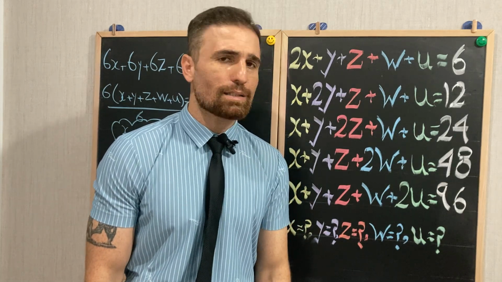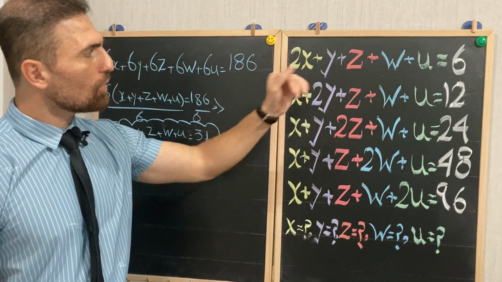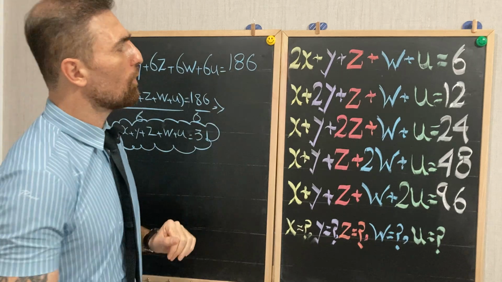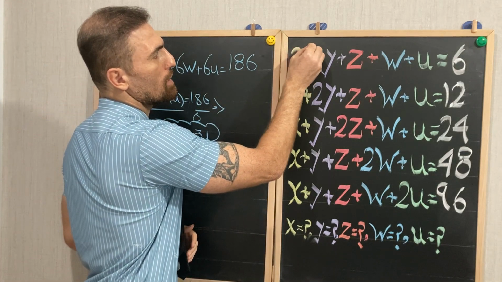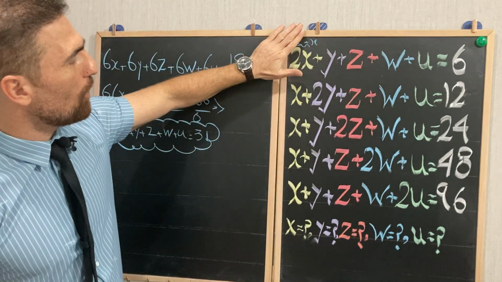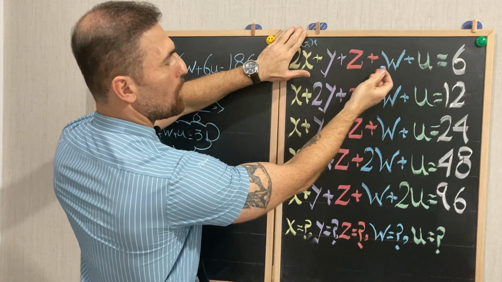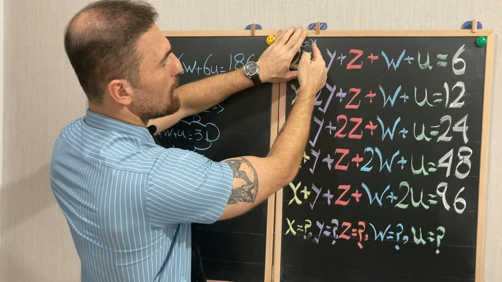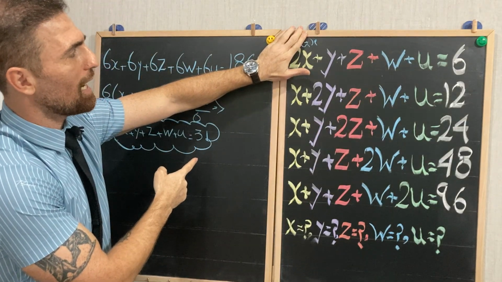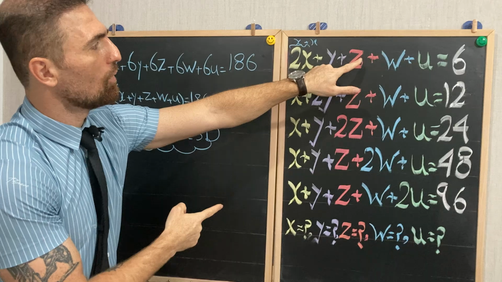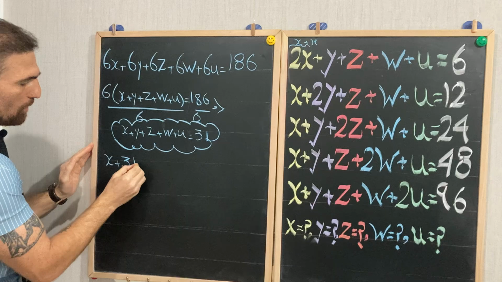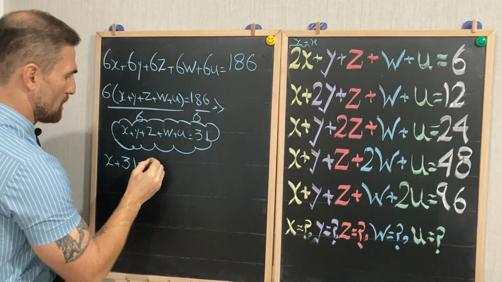Can you guess the next step? Look, in every equation, we have the sum of the variables. For example, in the first one, 2x equals x plus x, right? If we put away 1x, it's going to be x plus y plus z plus w plus u. The sum of x plus y plus z plus w plus u equals 31. Therefore, we can say x plus 31 equals 6.